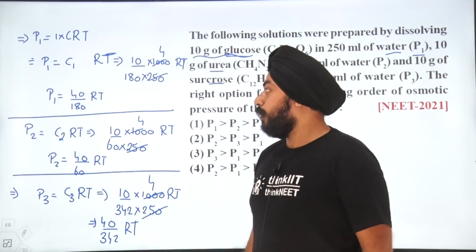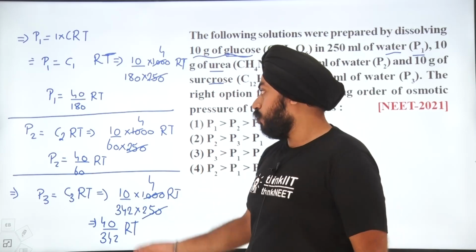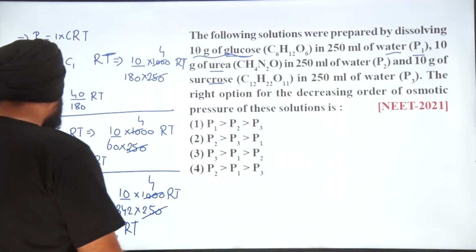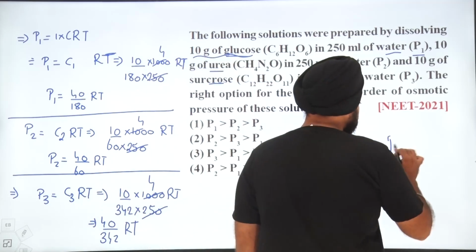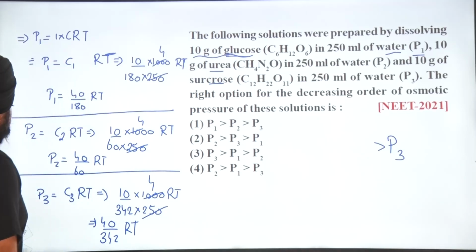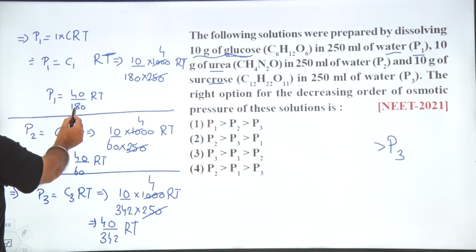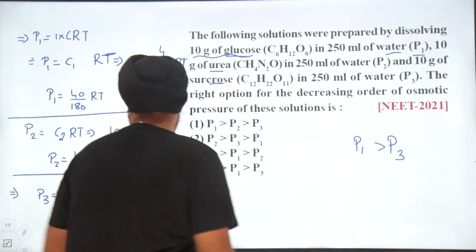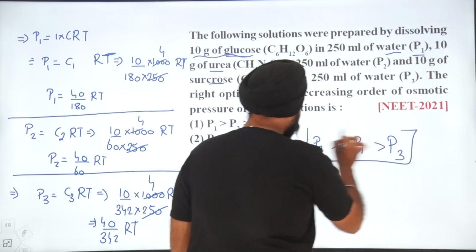Now see, students, in all of the cases we are having 40 RT, 40 RT, 40 RT. That means the numerator remains constant, students. So we'll just go according to the denominator. The one which is having the high value of denominator will be having the least answer. That means P3 is having the least answer. The greater osmotic pressure between these two will be for P1 because it is having the higher denominator. So P1 will be greater than P3, and P2 will be highest amongst these three. So highest will be P2.